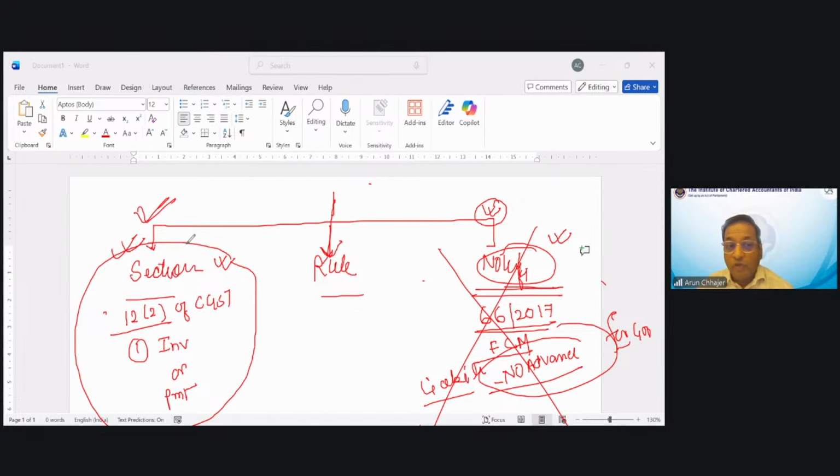Yes, sir. In this case, you have to quote the section, and you have to quote the concept of the notification in one or two lines. Both you will quote, and then you will conclude the final answer.